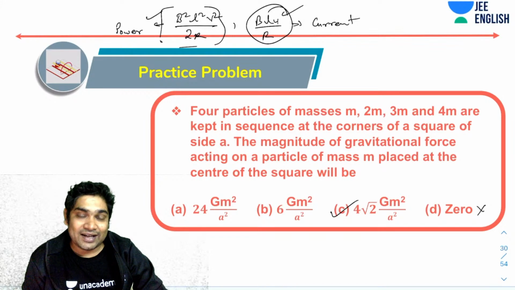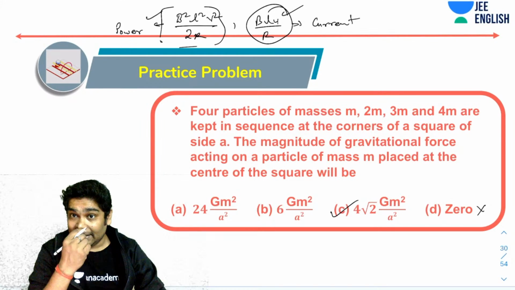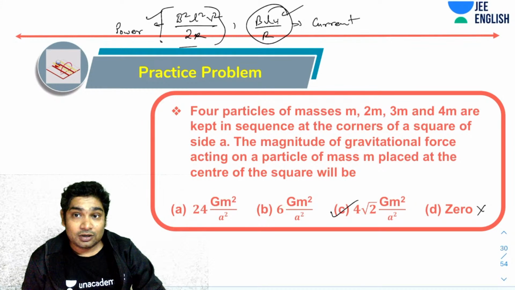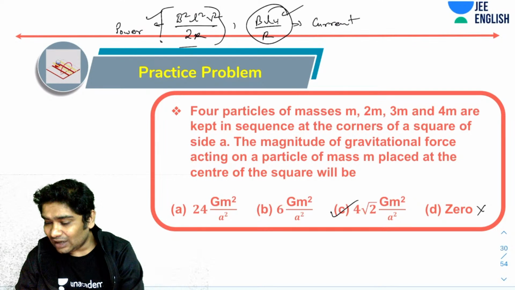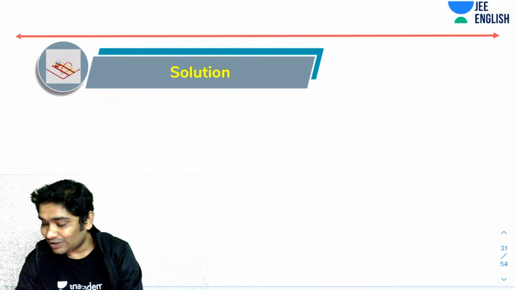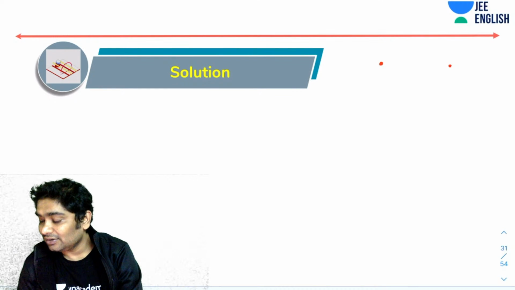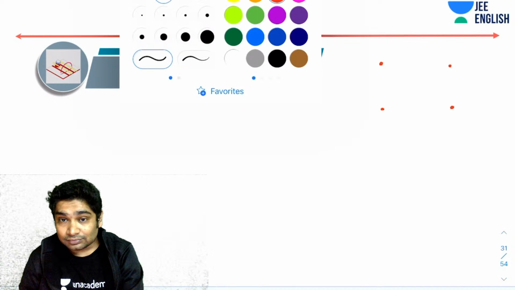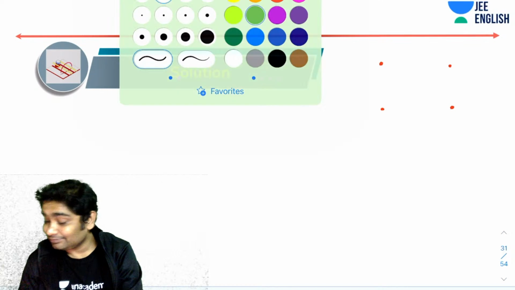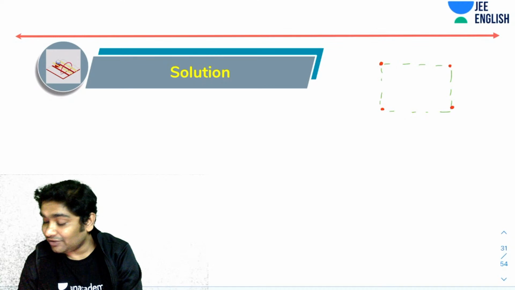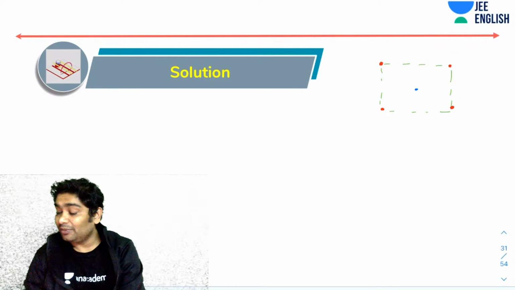There is a square on which four particles are kept, and you have to find the magnitude of the force acting on the particle kept in the middle. If you just draw a mental picture, you could have solved this. Imagine here, here, here, and here, these are the four masses that you have. What has been asked of you is to calculate the force on the particle in the middle.